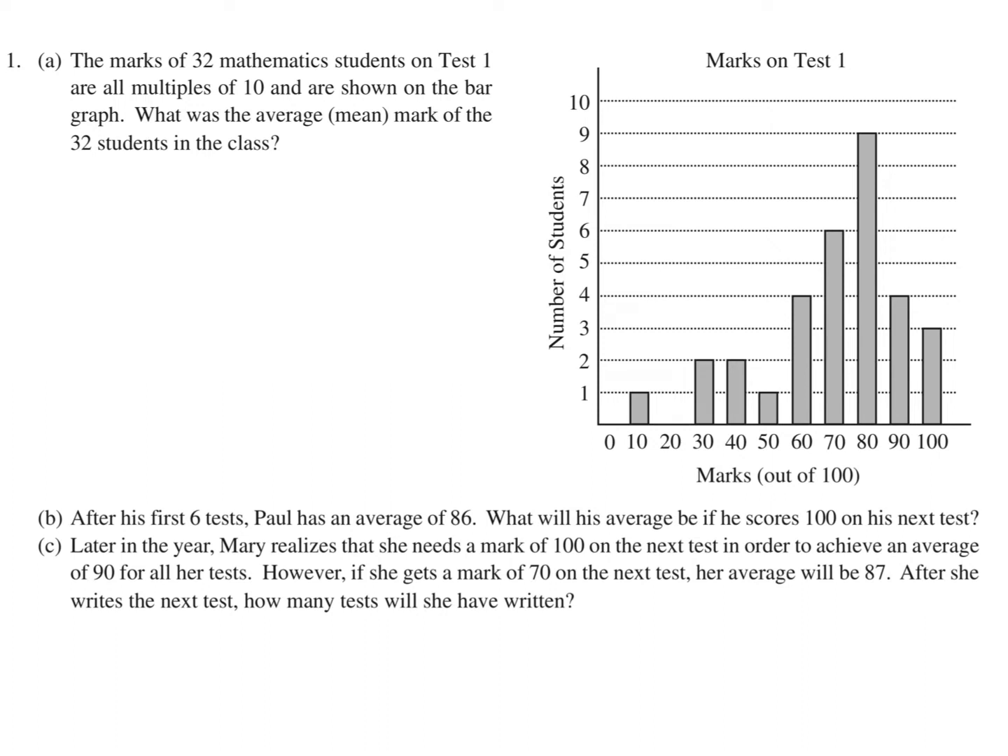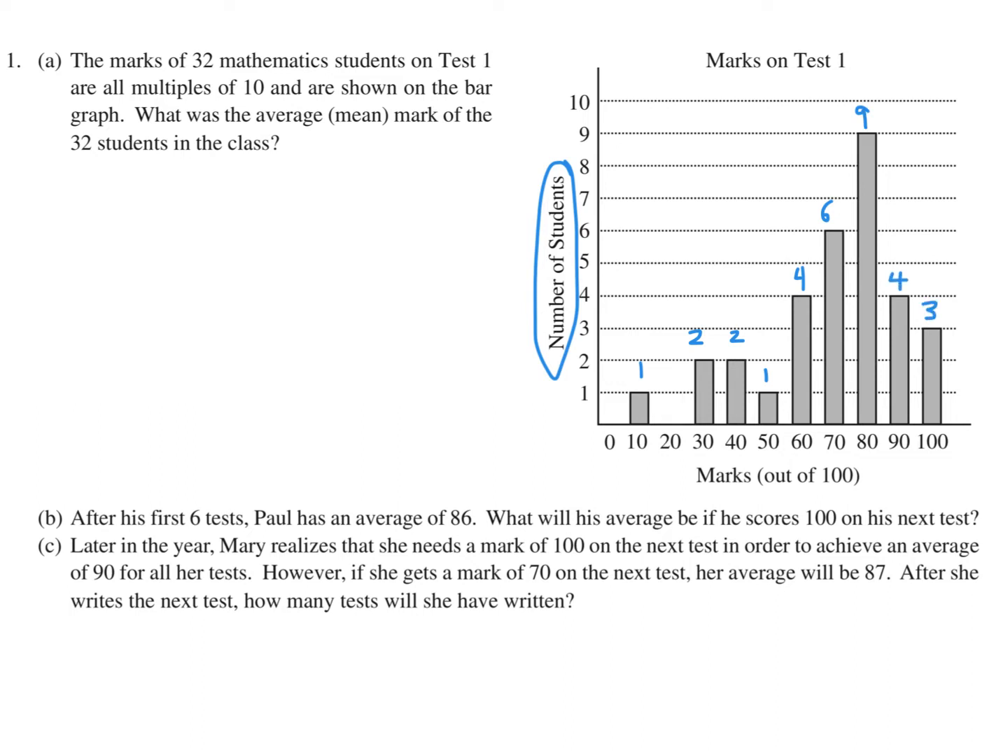We have to just look at this graph, and first let's see, there's one student here, 2, 1, 4. I'm just looking at this side of the graph. 6, 9, 4, and 3, right?